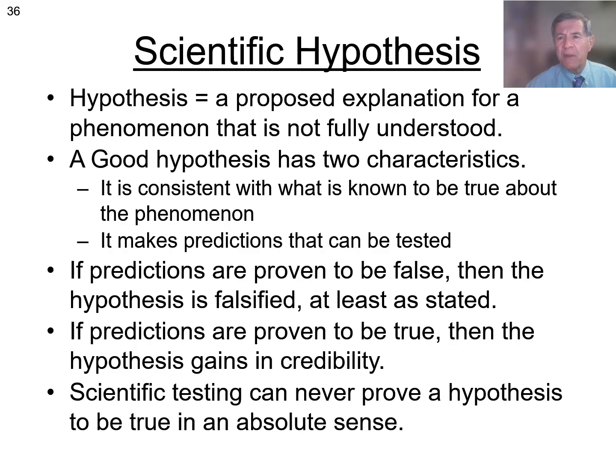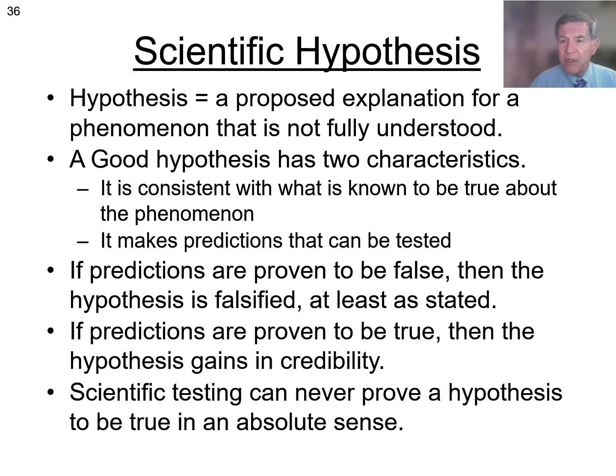This explanation of the three main mysteries of the shroud is called a hypothesis. A hypothesis is a proposed explanation for a phenomenon that is not fully understood. A good hypothesis has two characteristics. It is consistent with what is known to be true about the phenomenon, and it makes predictions that can be tested. If the hypothesis predictions are proven to be false, then the hypothesis is false, at least as stated. But if the predictions are proven to be true, then the hypothesis gains in credibility.